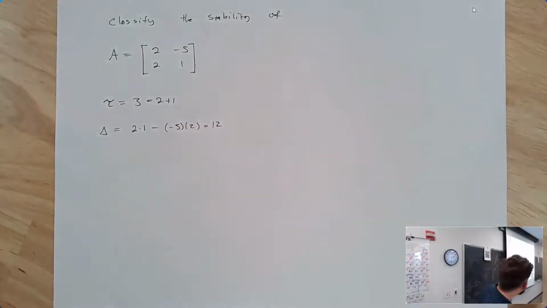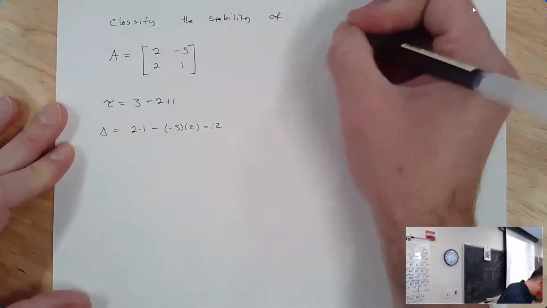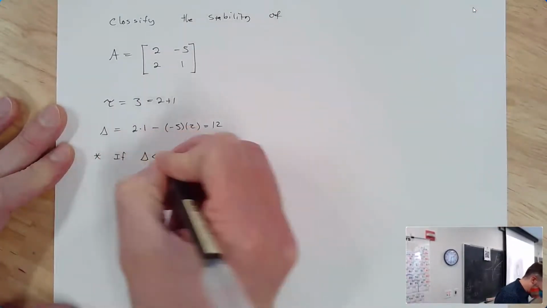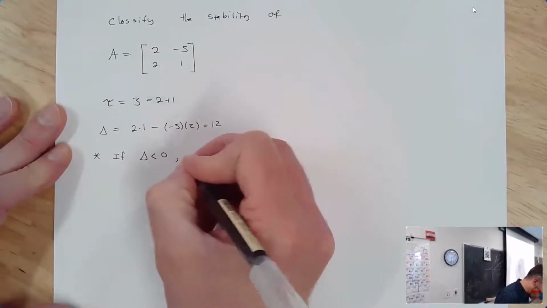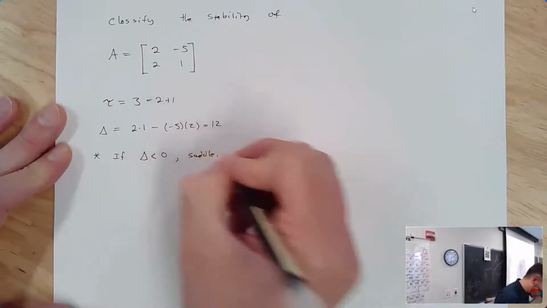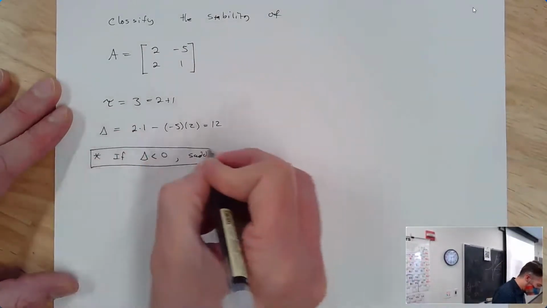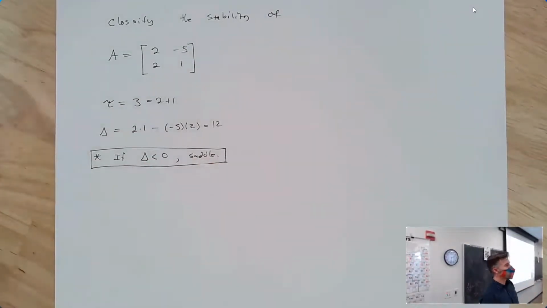Fun fact, if your determinant is negative, you know you have a saddle. I know we talked about that a little bit. I know it's been almost a whole week, so I'm just going to remind everybody. If the determinant is negative, you automatically have a saddle. We don't have that here, but I just wanted to say it because it's a really easy thing to know.